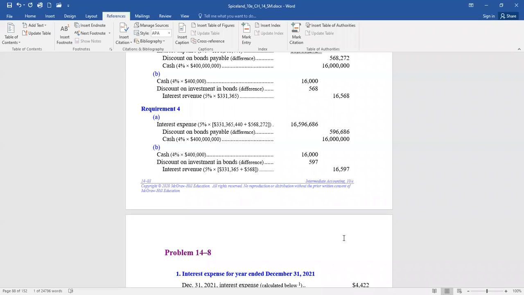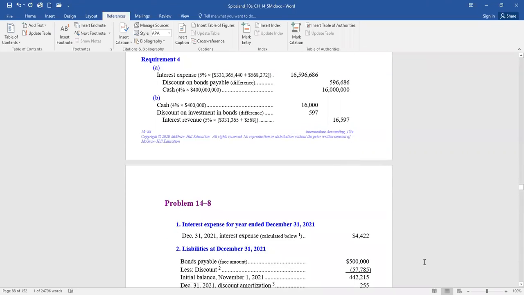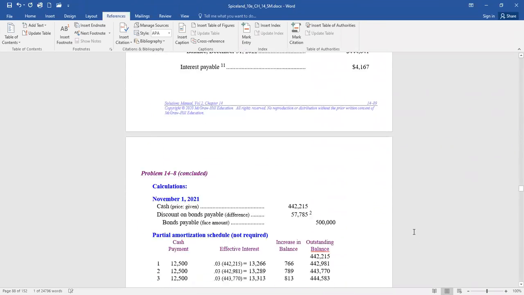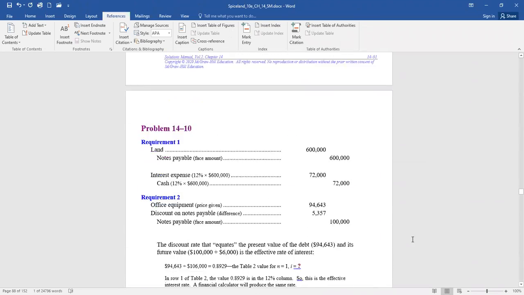And then we'll prepare the journal entry to record the purchase of the machine and the first installment payment. And then the top of the next page, the journal entry for the second installment payment. And then we have a variation. So let's take this one at a time. First of all, not 1412.